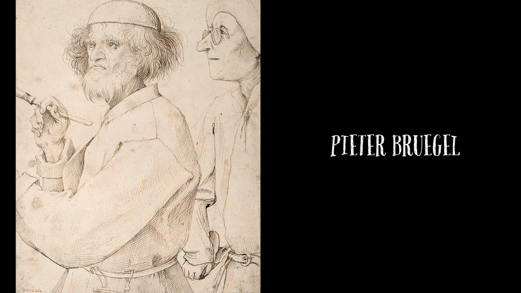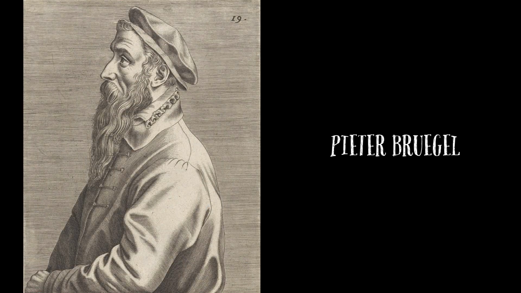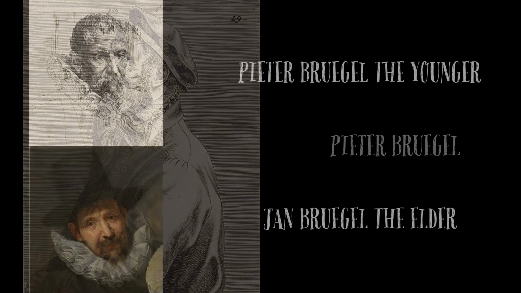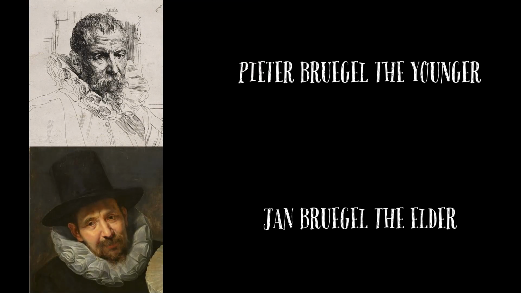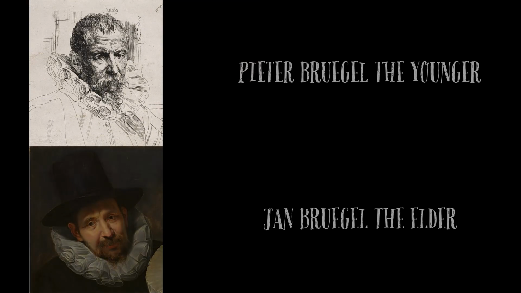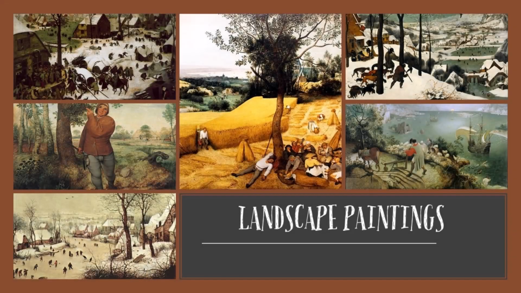Peter Bruegel the Elder was a Flemish Northern Renaissance painter who lived from 1525 to 1569, dying when he was just 44 years old. Of his children, 2 sons also became famous painters. Bruegel was known for his landscapes and genre paintings. In fact, he was a pioneer in genre painting, or painting the common people.